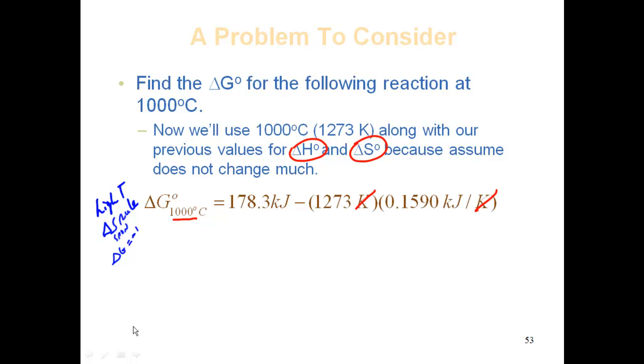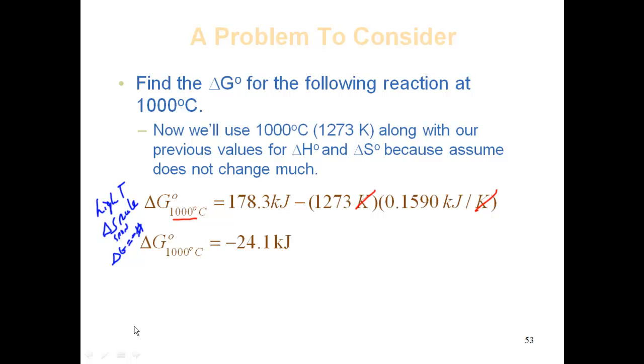Should be a negative number. Okay, let's see what happens. We end up with a negative 24.1 kilojoules. So at low temperature, 25 degrees C, enthalpy ruled, which is favoring a non-spontaneous reaction. So we got a positive delta G.